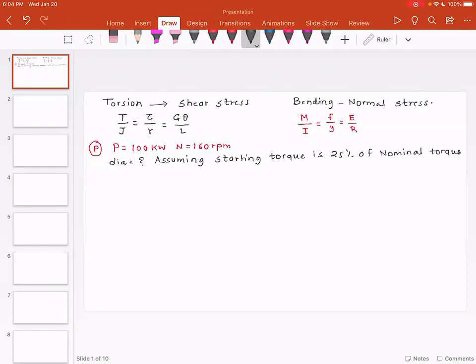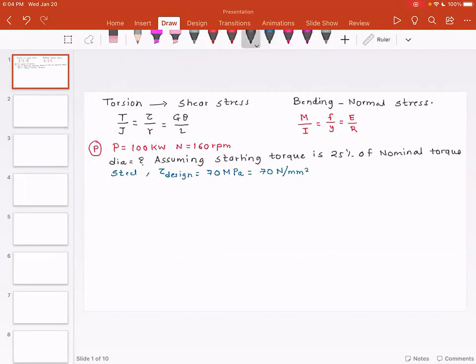So power is given to us, speed is given to us, but there is a condition that the starting torque is 25% of the nominal torque. The material is steel and tau design is equal to 70 megapascal. And in last class, we looked at that 70 megapascals is 70 Newton per millimeter square.